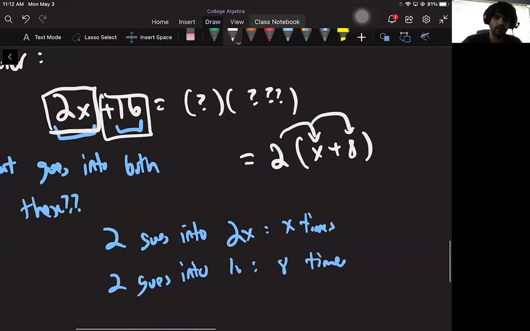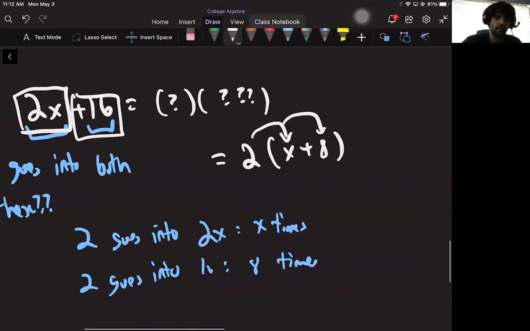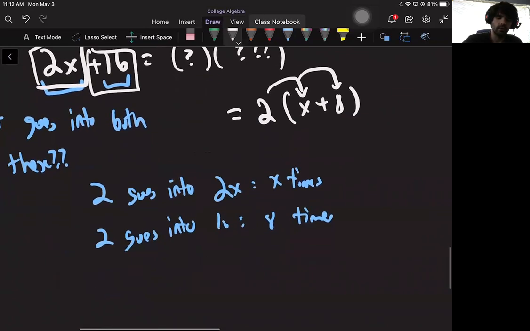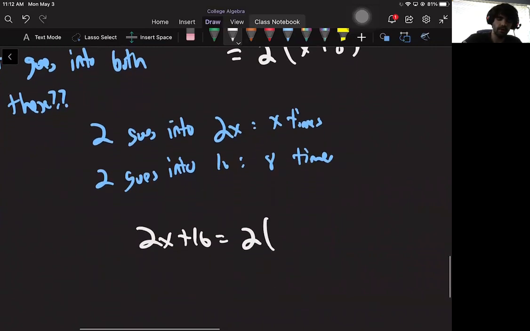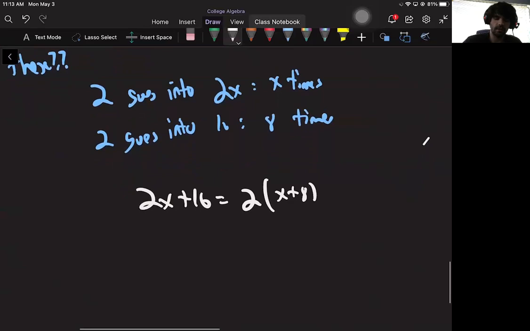Of course, you don't draw those arrows because you don't want to go back. You just undid the multiplication. So you would just write something like this. 2x plus 16 equals 2, because 2 goes into both of the terms. It equals 2 times x plus 8, because 2 goes into 2x x times, and then 2 goes into 16 8 times. So you're just dividing out the 2 from both terms.